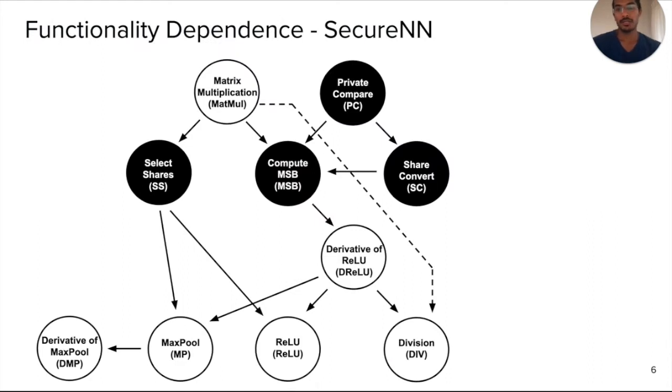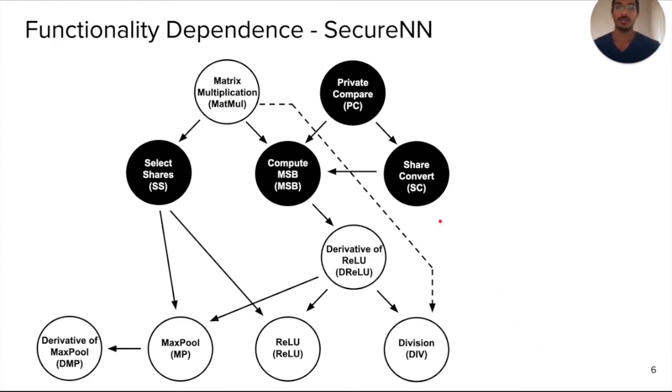The second key insight is the functional dependence of SecureNN, but that's largely the case for most prior work. Each of these works would use roughly a similar functional dependence. In particular, we have this set of functionalities such as max pool, ReLU, division, and matrix multiplication. All of these are common to pretty much all these prior works, because the end goal is to actually train neural networks.